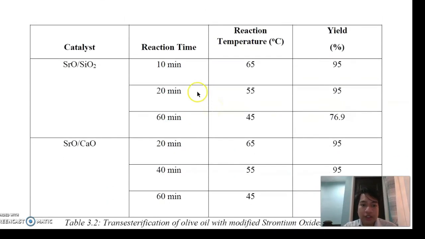So, since this has a low reaction time, we believe that sodium oxide supported by silicon oxide is the best catalyst for this process, with 95% yield at 10 minutes. So that's all for my part. Thank you.